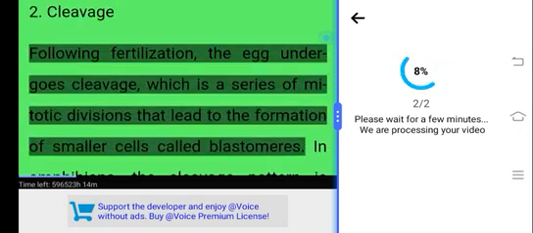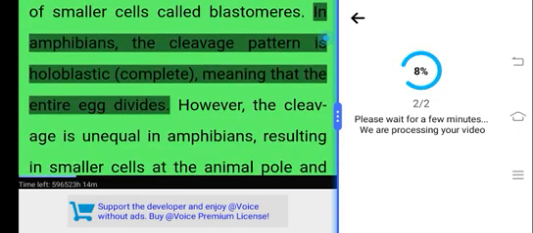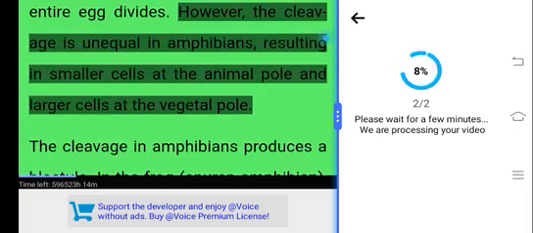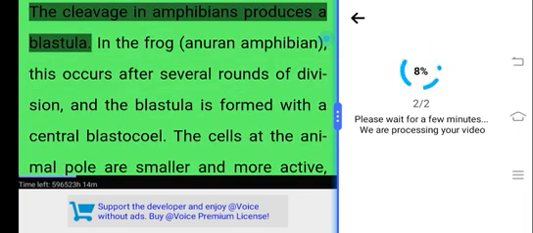2. Cleavage. Following fertilization, the egg undergoes cleavage, which is a series of mitotic divisions that lead to the formation of smaller cells called blastomeres. In amphibians, the cleavage pattern is holoblastic, complete, meaning that the entire egg divides. However, the cleavage is unequal in amphibians, resulting in smaller cells at the animal pole and larger cells at the vegetal pole. The cleavage in amphibians produces a blastula.